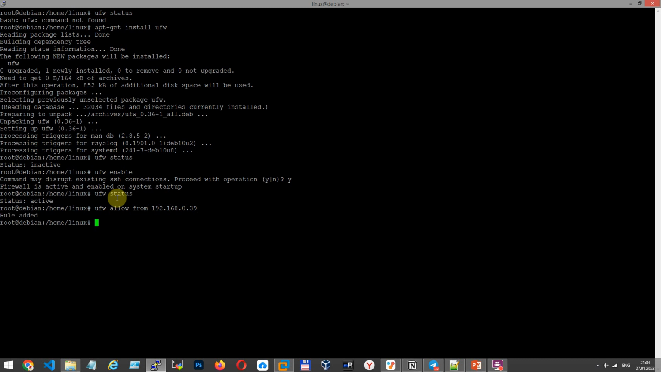Let's look at the rules. ufw status. As you can see, to anywhere, all ports, action allow, and my IP address. This lab is easy. This firewall is easy.